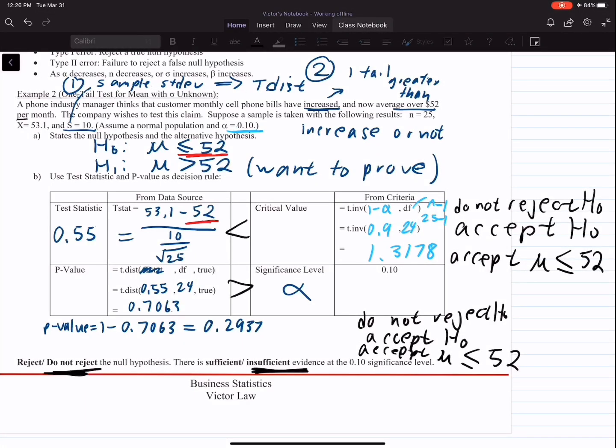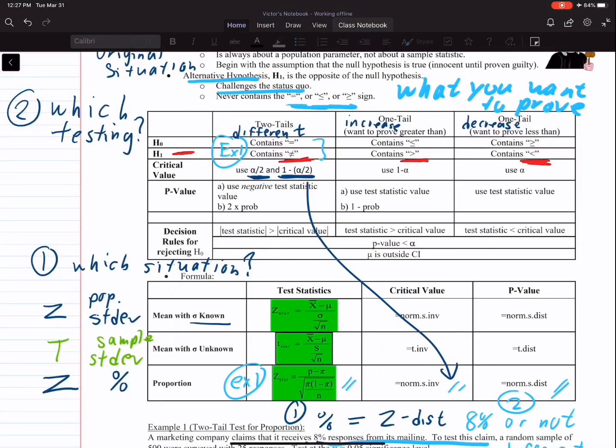Next, we're going to calculate the critical value. And then we're going to look at the formula sheets. So we know that we're in the second situation. We're in the situation where we have mean with sigma unknown. So we don't know the population standard deviation, but we know what the sample standard deviation is. So this is a t-distribution.